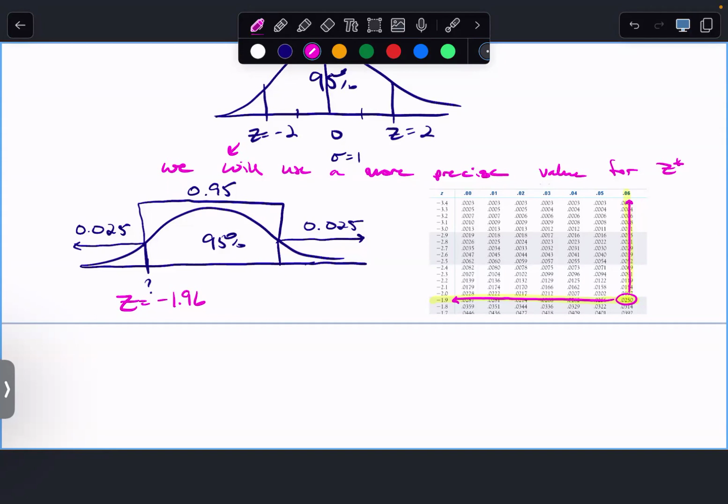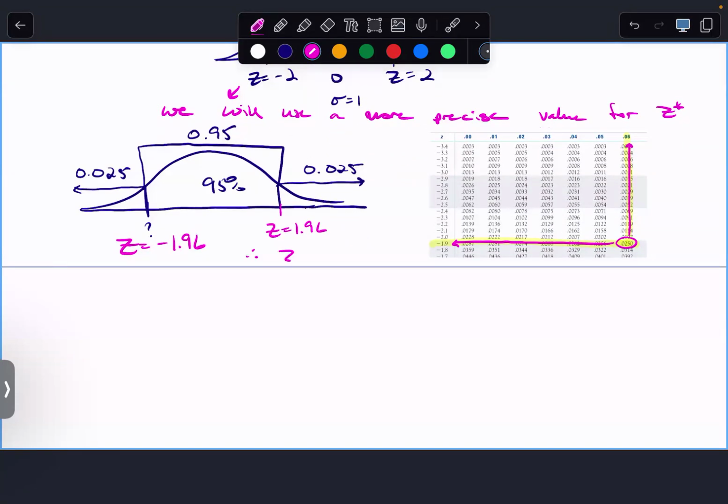Like I said, is that far off from -2? Not really, right? It's just a little bit more precise. It's just good to be aware that there are more precise values. By symmetry, this one has to be plus 1.96, right? And so now I've got Z is 1.96. To encapsulate that plus minus, I'm going to just summarize that as Z star is 1.96 because I've got the plus minus in the formula. So therefore, Z star is 1.96 for a 95% confidence interval.